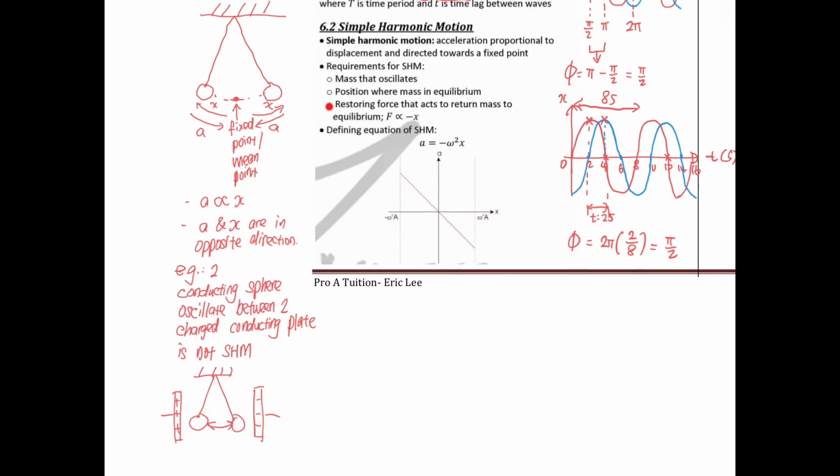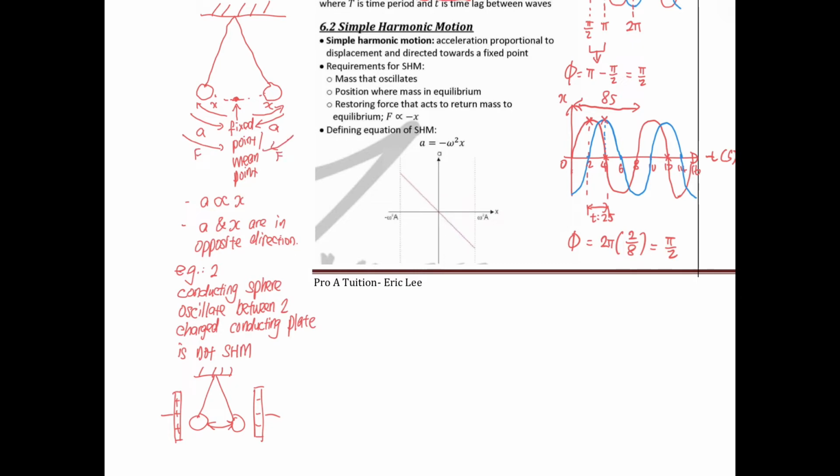The third property: a restoring force that acts to return the mass to equilibrium. So there is a force that is proportional to negative x. What kind of force is that? I can put it here. F equals ma, Newton's second law. If the acceleration is pointing back to the fixed point, we should expect the force to also point back to the fixed point. So the force is in this way.